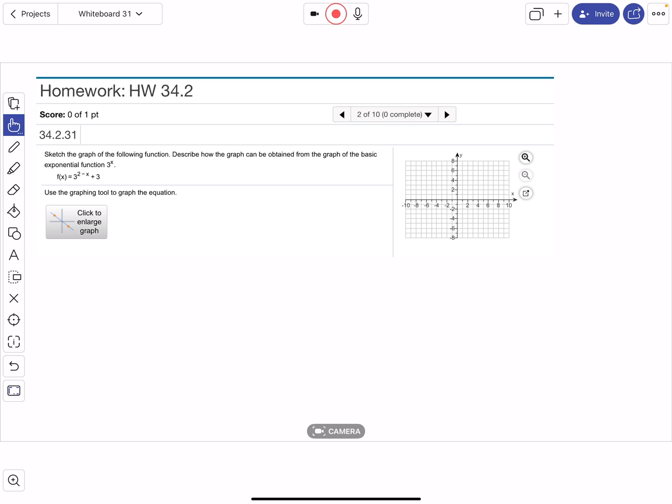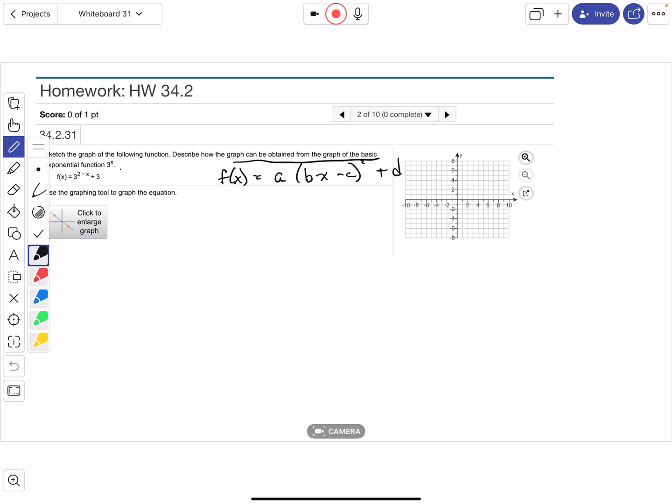When I look at this function and think about the transformations that we did before, if I have f of x is equal to a, and say we're doing a quadratic function, we could write it as b(x minus c) squared plus d, something like that. If I need to describe how a graph can be obtained from the basic graph, I need to be able to identify what my a, b, c, and d are. So let me write the function.